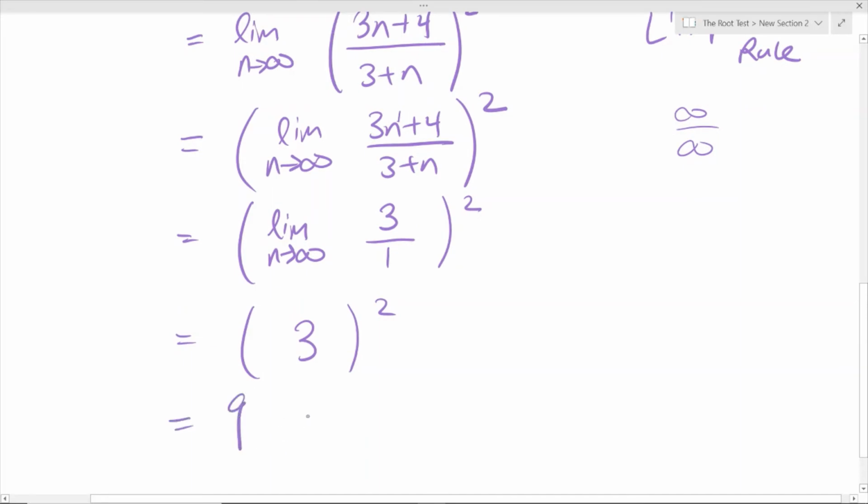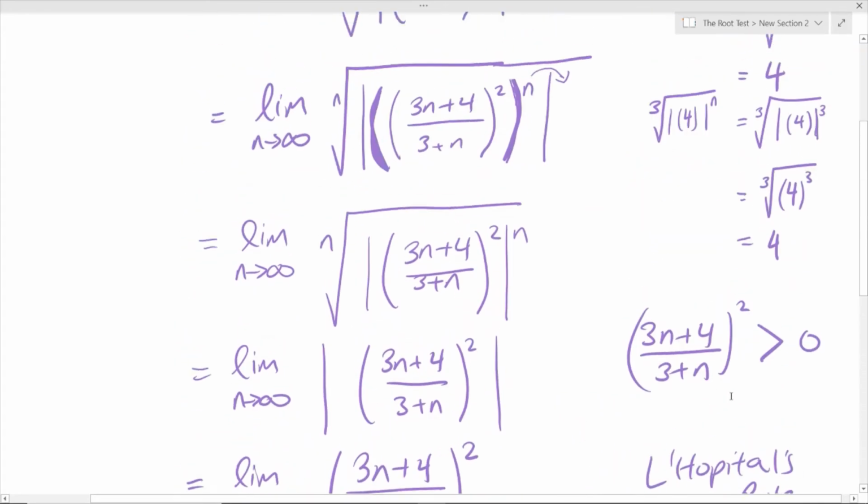And here in this case, 9 is greater than 1, so therefore this makes the series divergent. So therefore the series is divergent by the root test.